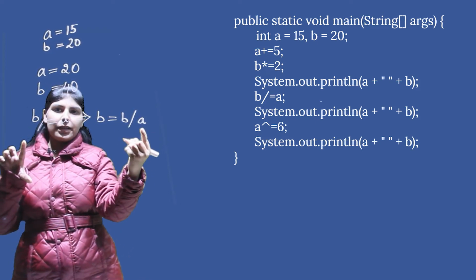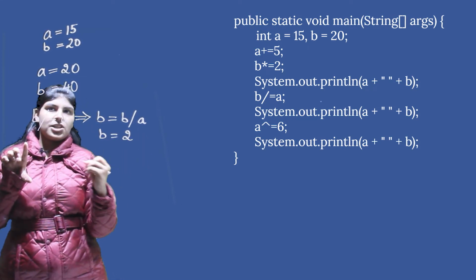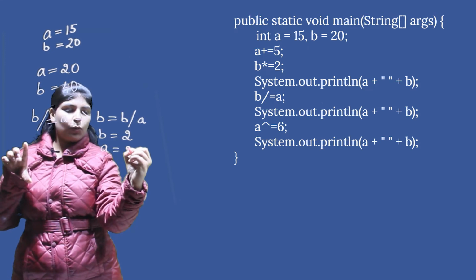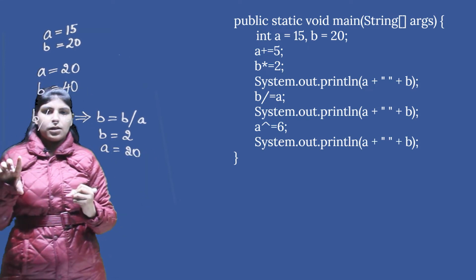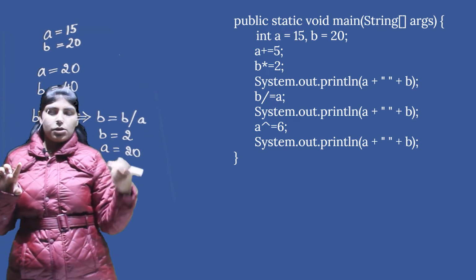So if I do b divided by a, I'll get 2 and b is equal to 2, but a will not change in this expression, so a will be 20, right? So in this case, the output will be 20 space 2. So let's see the next.